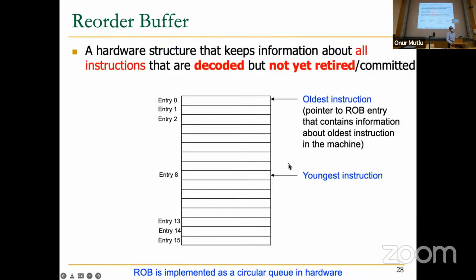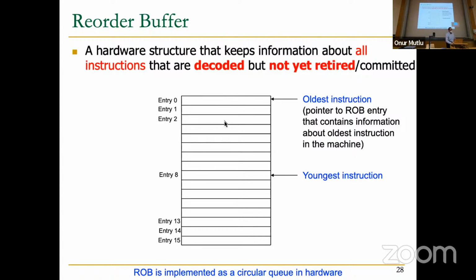Okay, now let's take a look at how we implement it, because this is a very powerful idea. It has multiple benefits, as we will see, but it also complicates the machine. Now we're going to complicate the machine. Just to reiterate what it looks like, we're looking at a hardware structure that keeps information about all instructions that are decoded, but not yet retired or committed. Decoding happens in sequential order. Retirement also happens in sequential order. So there's a part of the machine in between that is not in sequential order.